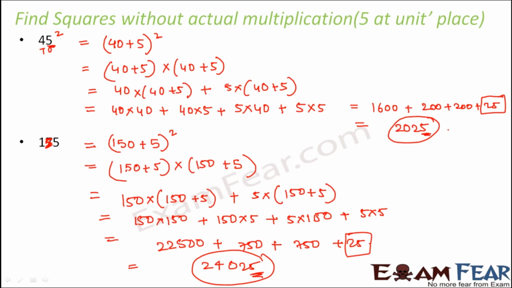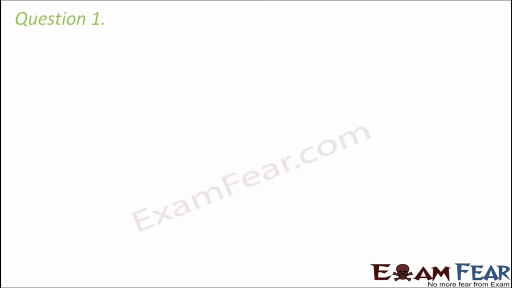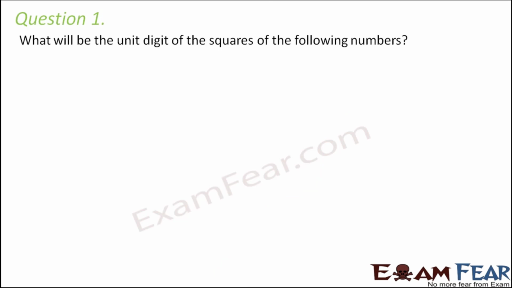So this is one very simple way which we discussed, by which you can find out squares of numbers without doing the actual multiplication. So it's question time now. Let's look at some questions. Question number 1. What will be the unit digit of the squares of the following numbers? Okay, we have 3 numbers here. Let's look at the first number, 1234. Whenever you have to decide the unit digit of the square of a number, we just focus on the unit digit of that number. So here the unit digit is 4.